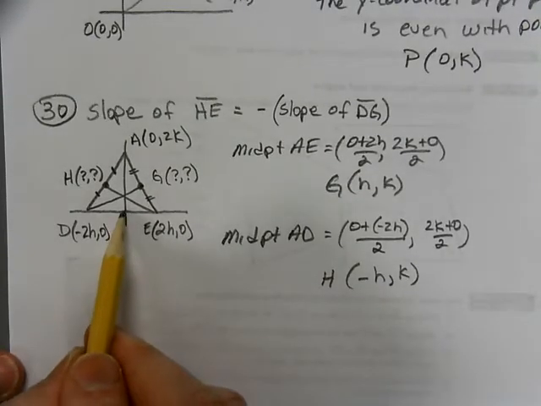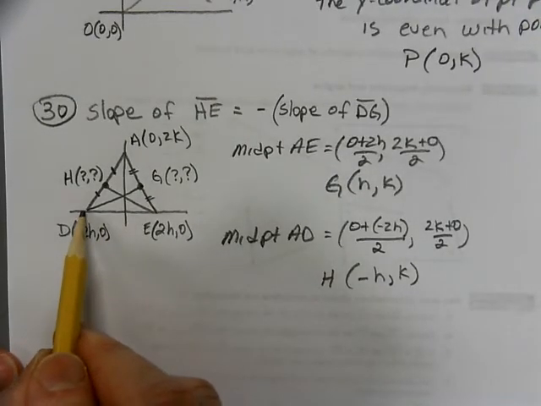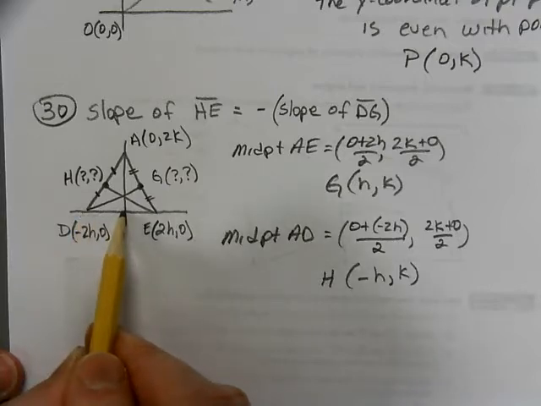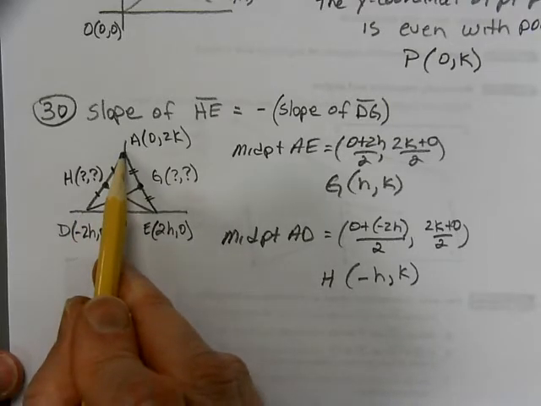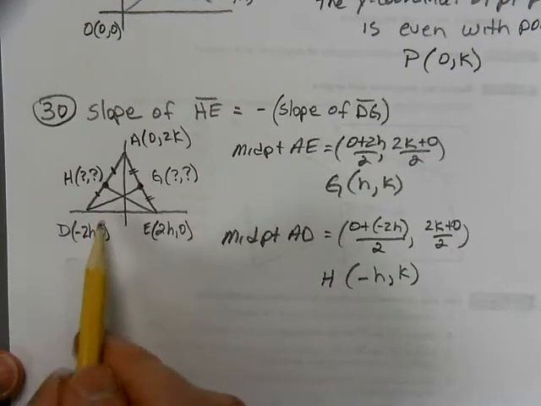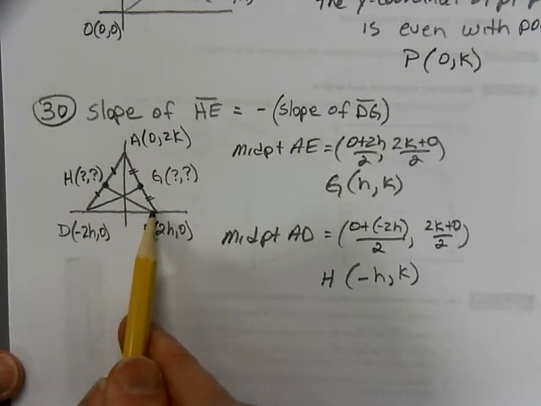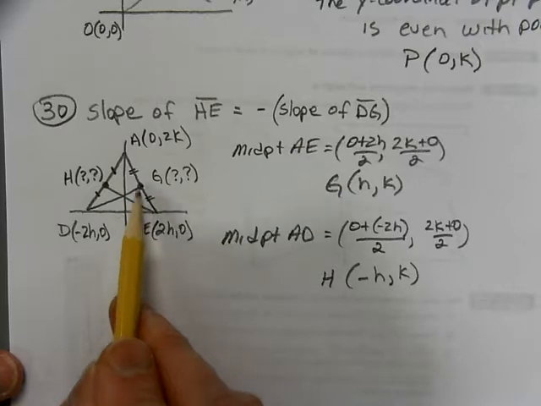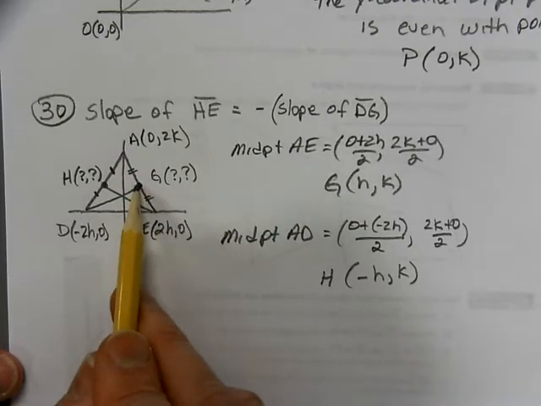Which makes sense because you're half the distance to negative 2h, which is negative 1h, and you're half the distance to k, actually 2k, which is 1k. Half the distance to 2h is 1h, and half the distance to 2k is 1k.